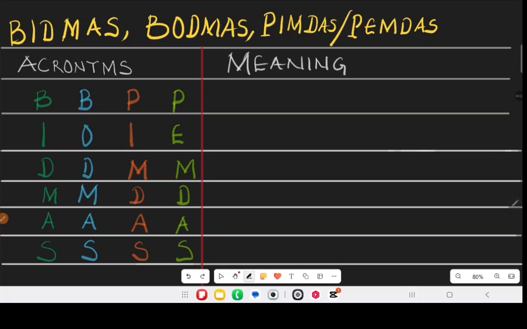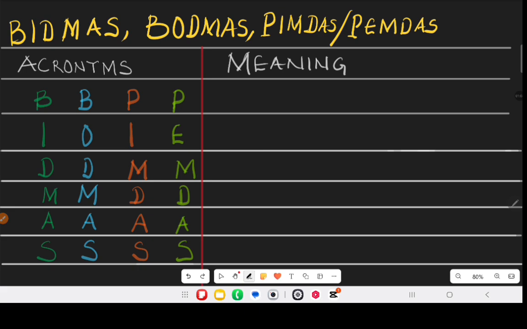Today I'm going to show you the order of operation in mathematics. We have an acronym which we normally use: BIDMAS, BODMAS, PENDAS, and PINDAS, depending on where you are in the world. America especially use PENDAS or PINDAS, while in the UK and the colonies of the UK, India, Nigeria, and other parts use BODMAS or BIDMAS. All mean the same thing.